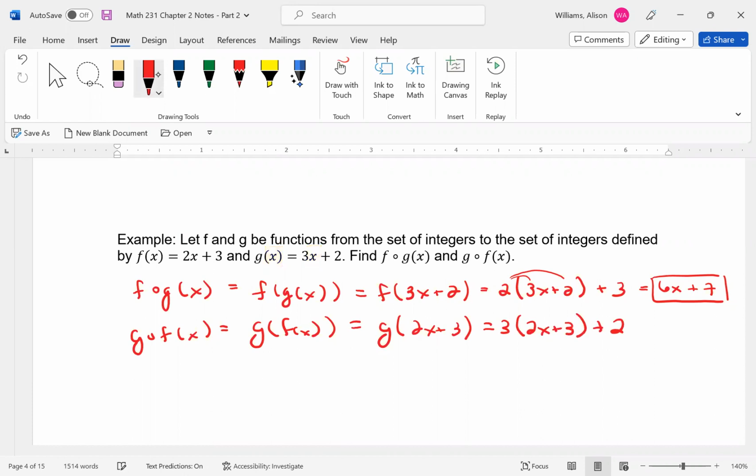So simplifying will give me again 6X, but this time plus 9 when I distribute the 3, right? And then 9 and the 2, those 2 will add up to 11. So we do get 2 different answers. That's fine. That means, by the way, that composition is not commutative, right? They don't equal each other. All right. But there we go.